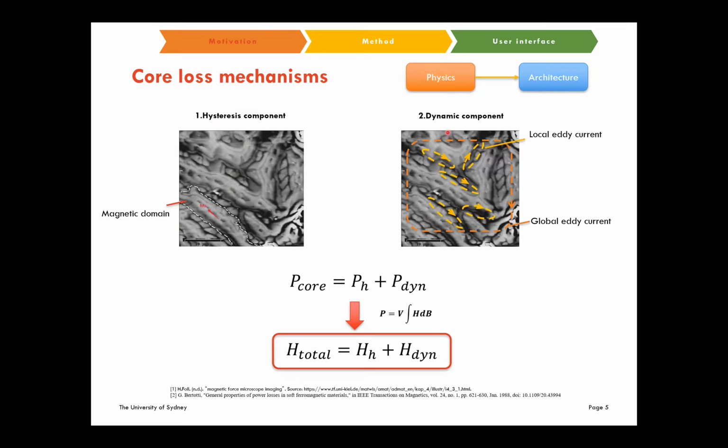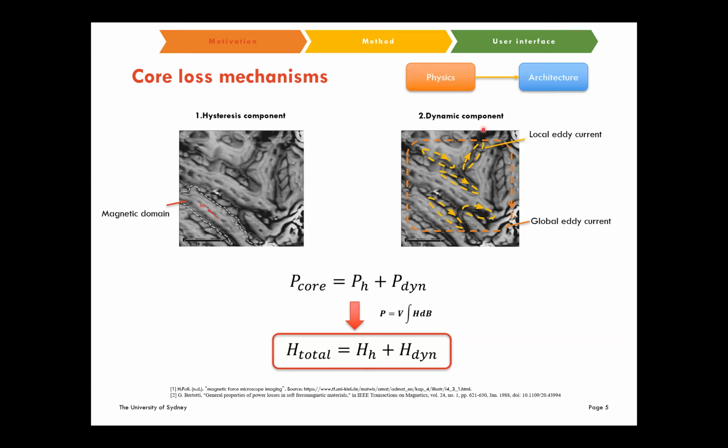The second type is the dynamic component. If you have any oscillating excitation into the material, electromagnetic induction will occur, and there will be one main path, and the eddy current will be induced and follow that main path. Also, along the boundary, especially the domain wall, there are also eddy currents induced, which are called local eddy currents. We tend to combine both currents together into one component called the dynamic component.